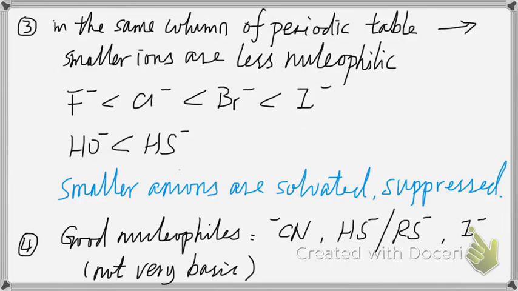Lastly, I just want to give you some examples of good nucleophiles because many of you have asked me about this. So cyanide ions are good nucleophiles, hydrogen sulfide or alkyl sulfide ions are good nucleophiles, and iodide is a good nucleophile. They are not very basic, and the negative charge is stabilized. So when you see these good nucleophiles, you should consider the SN2 mechanism.